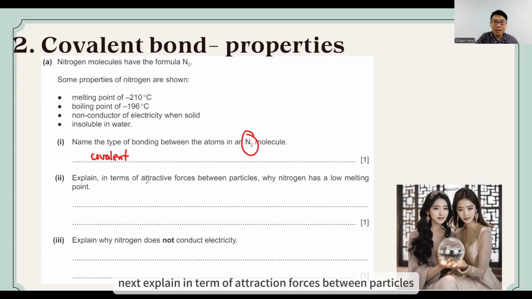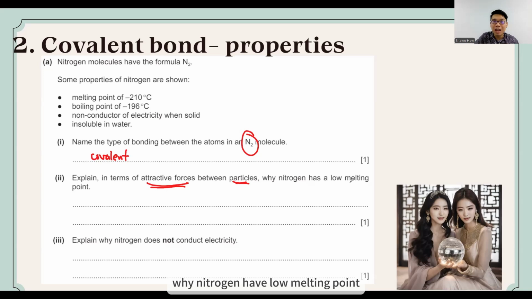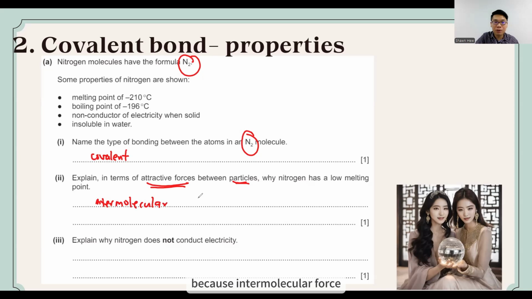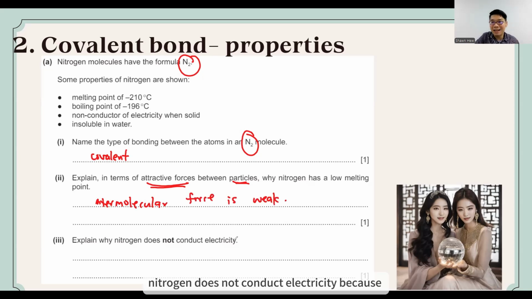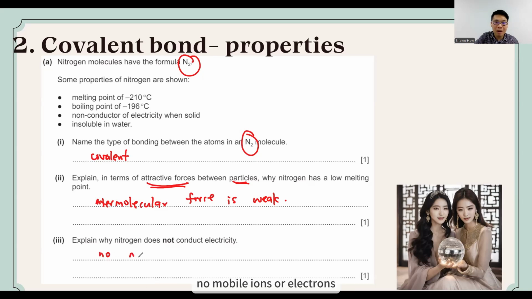Next, explain in terms of attraction forces between particles why nitrogen has a low melting point. So nitrogen N2 itself is a molecule. So why low melting point? Because intermolecular force is weak. Explain why nitrogen does not conduct electricity: because there are no mobile ions or electrons.